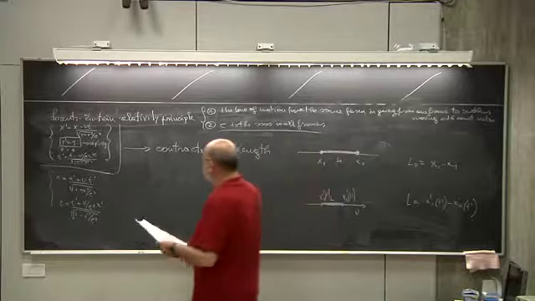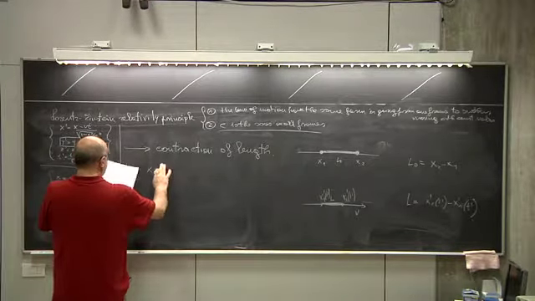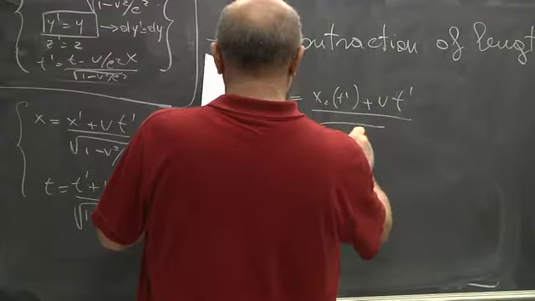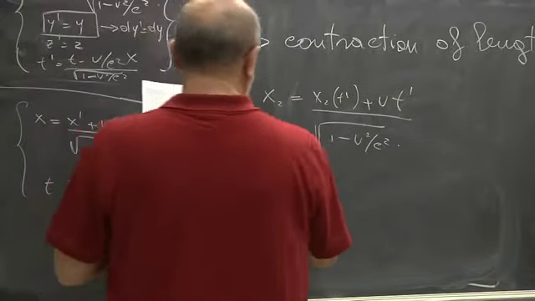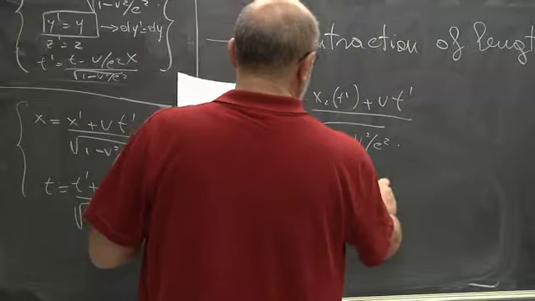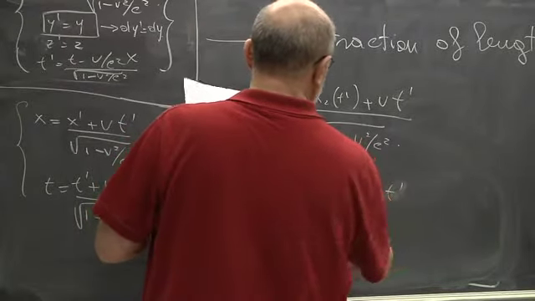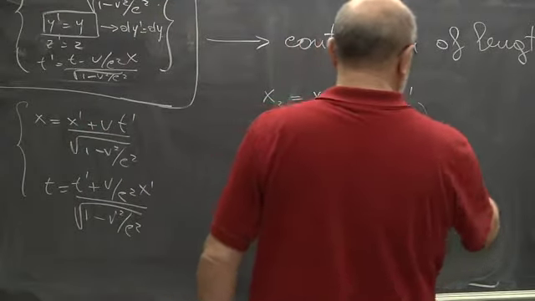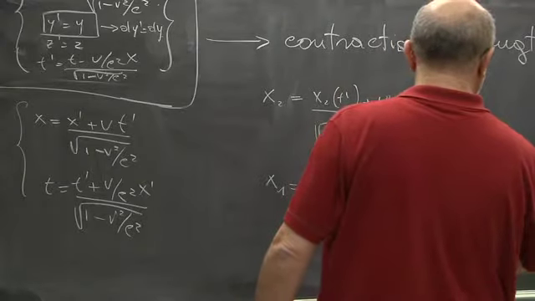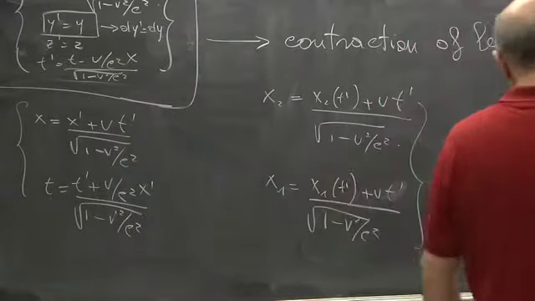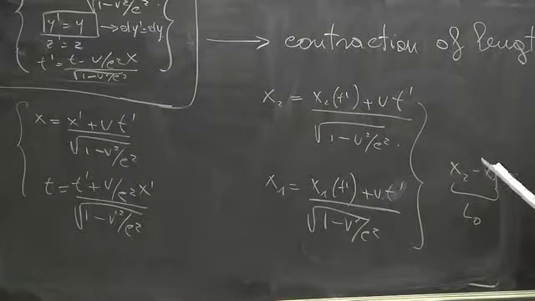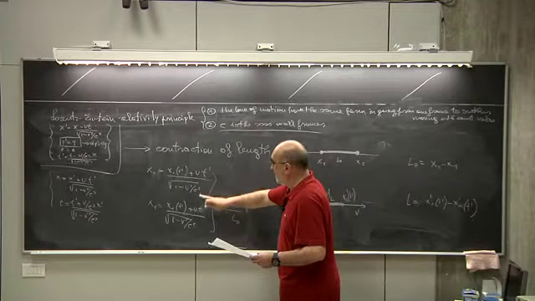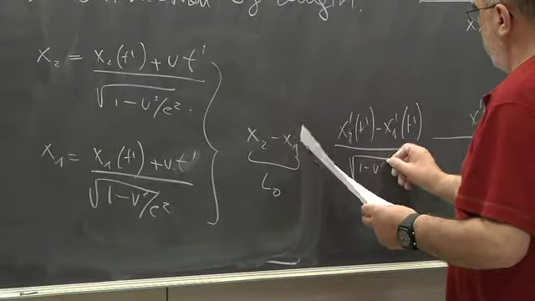This is very important. So using this law, x2 is equal to (x2 prime of t prime plus v t prime) over the square root of 1 minus v squared over c squared, and x1 is (x1 prime of t prime plus v t prime) over the square root of 1 minus v squared over c squared. Now let's take the difference of these two. We have x2 minus x1, which we know was the length. Taking the difference of the right-hand sides, we get x2 prime minus x1 prime, because the two v t prime terms cancel, divided by the square root of 1 minus v squared over c squared.